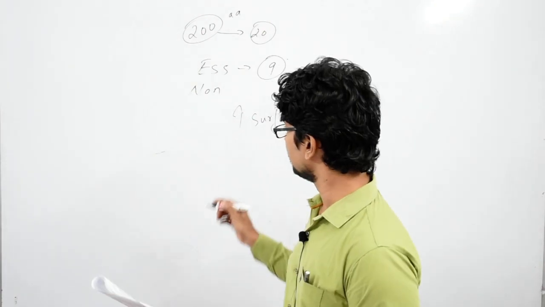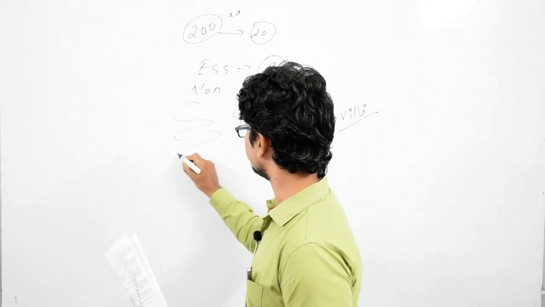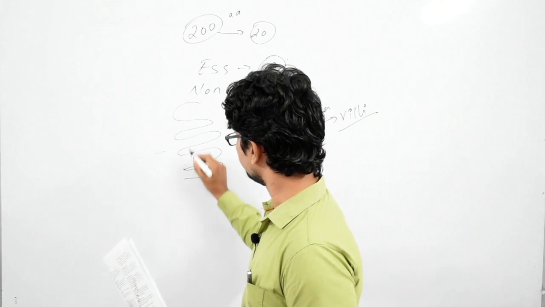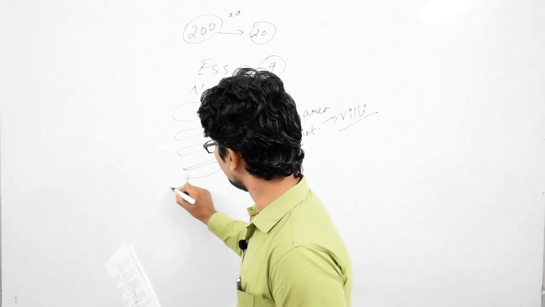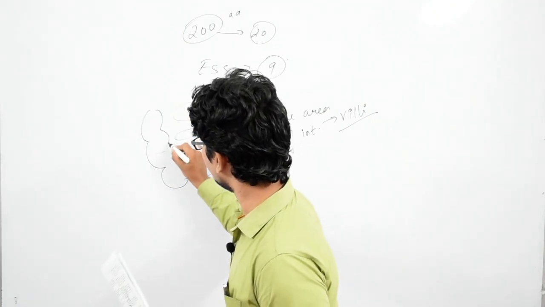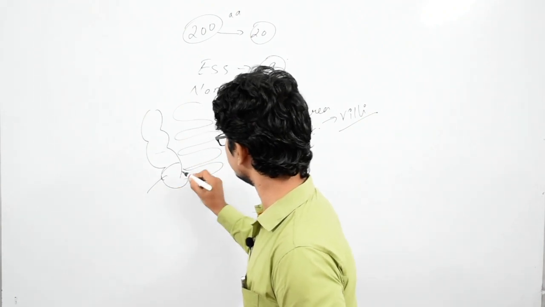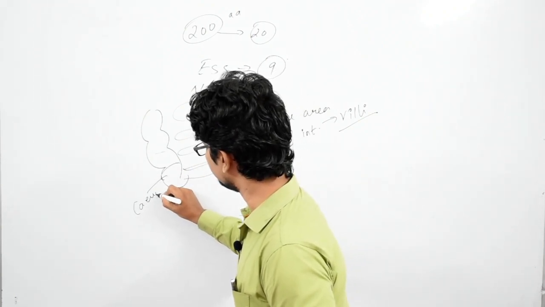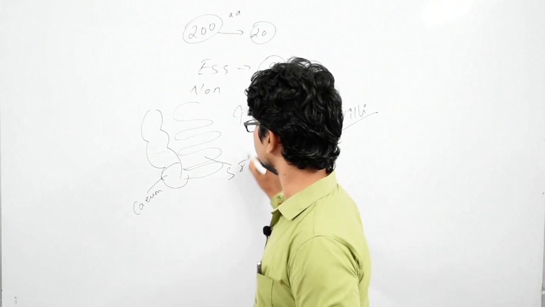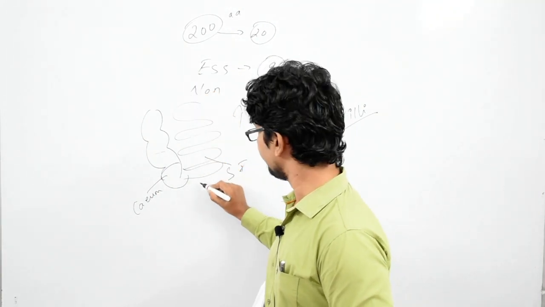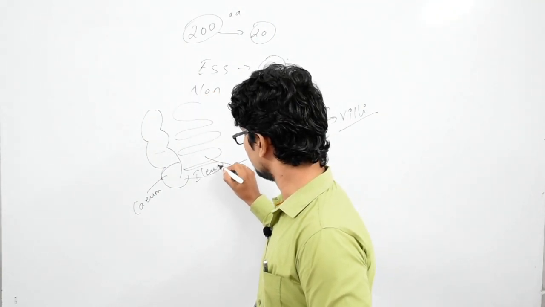Because you see the small intestine, after this region you go to the large intestine. When it comes to the large intestine, this region is called the cecum. This is the cecum part, and this is the small intestine: duodenum, jejunum, ileum. This region is called the ileum, and this is the cecum.